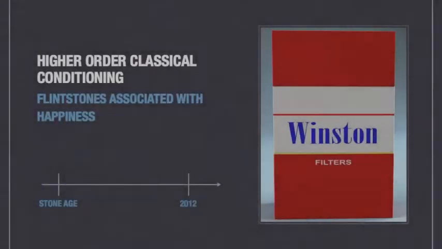This advertisement is a good example of classical conditioning. It uses higher order conditioning to create a positive association with Winston's cigarettes. For those of you who didn't major in psychology, higher order conditioning is a form of classical conditioning in which a CS, the cigarettes, is associated with a previously well-established CS, the Flintstones. In this case, advertisers are taking advantage of the fact that there is an existing association between the Flintstones and happiness, as the Flintstones were, at the time of the commercial, popular entertainment.